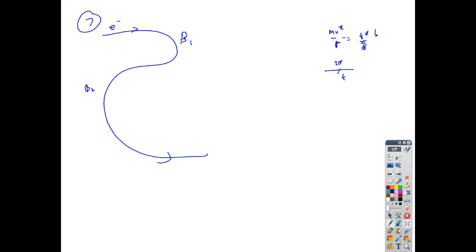Then B, what's the direction of the fields? B1 is in, B2 is out. Yes, so this would be in, because it's an electron, so everything's backwards. So this would have to be out, because it's turning it the other way.